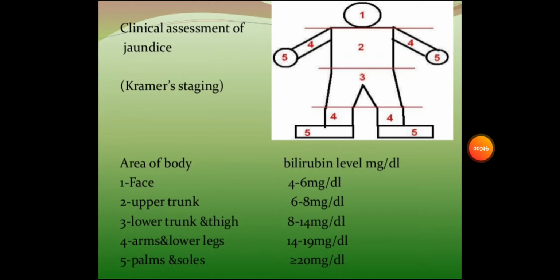Discoloration of the arms and lower legs when bilirubin levels reach 14 to 19 milligrams per deciliter. And discoloration of the palms and soles when bilirubin levels reach greater than 20 milligrams per deciliter. So some textbooks have variations in their bilirubin levels. So this is one of them.